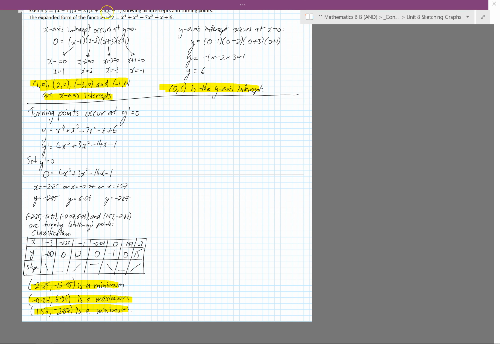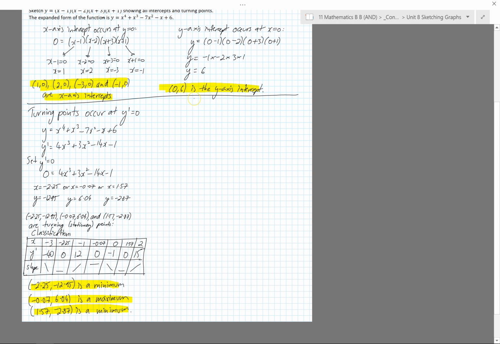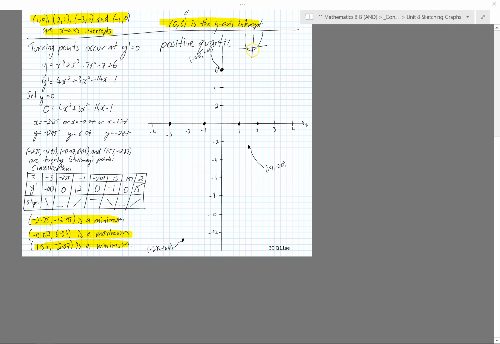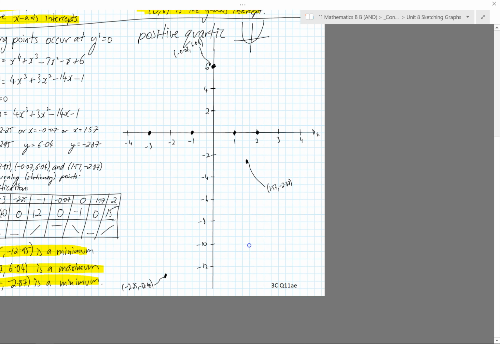Okay, and the only other piece of information that I haven't mentioned is when I look at the x to the power 4 term, it's got an a value of 1, so it's also going to be a positive quartic. Okay, so I'm going to start and finish in the positive values. So let's put all this info onto a set of axes, and play the biggest game of dot to dot we've ever played in our lives. Yeah, again, lots of dot to dot going on, but I'm okay with that.